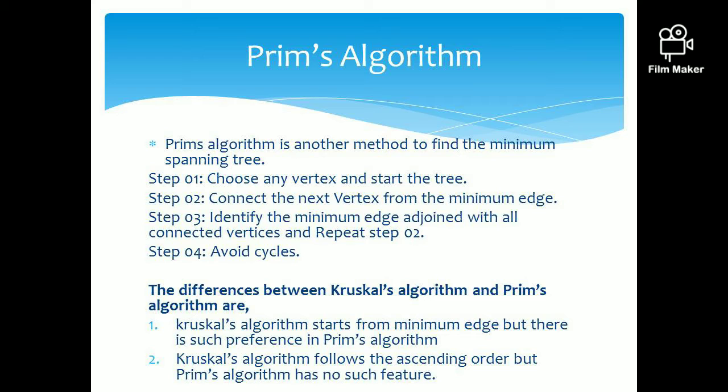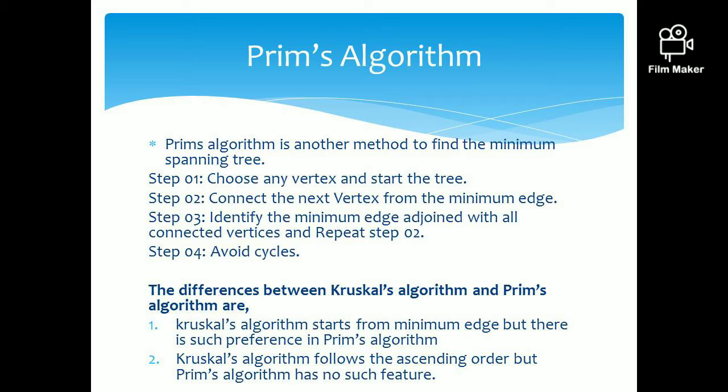Choose any vertex and start the tree. This is one difference between Kruskal's algorithm and Prim's algorithm. In Kruskal's algorithm, we started with the minimum weighted edge. But here there is no such preference. We can start with any vertex you prefer.